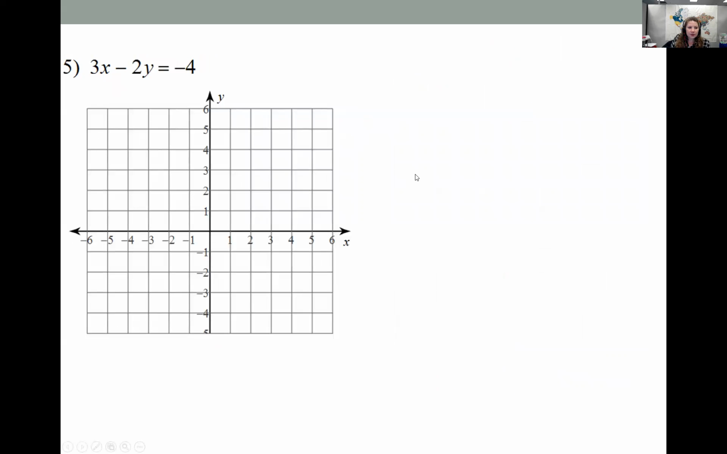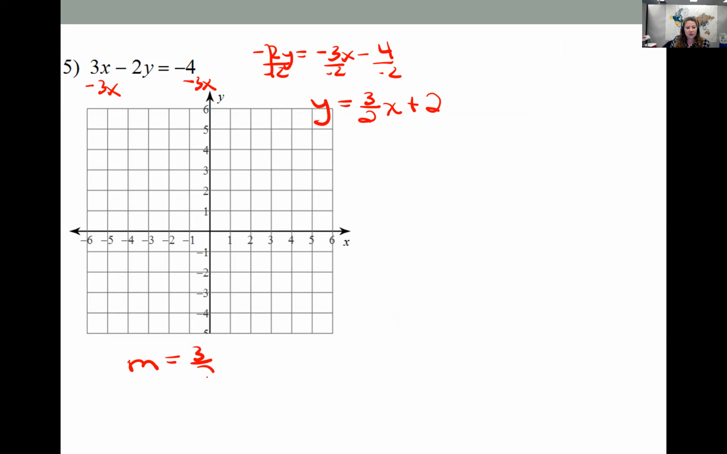All right, let's try the next one, guys. We want to solve for y. We're going to get rid of 3x. So we bring down negative 2y is equal to negative 3x minus 4. The opposite of times negative 2, we're going to divide every single term by negative 2. So y is equal to negative divided by negative is positive 3 over 2x. Negative 4 divided by negative 2 is positive 2. So what's our slope? Our slope is 3 over 2.